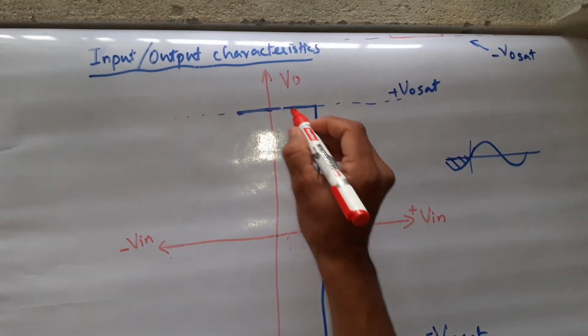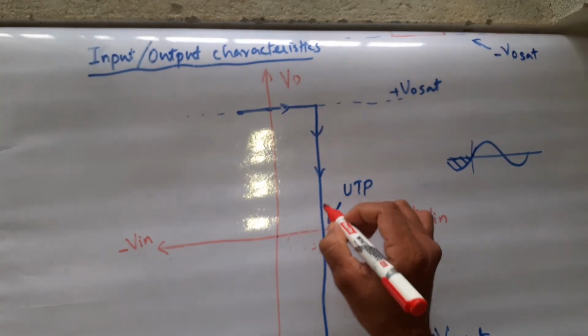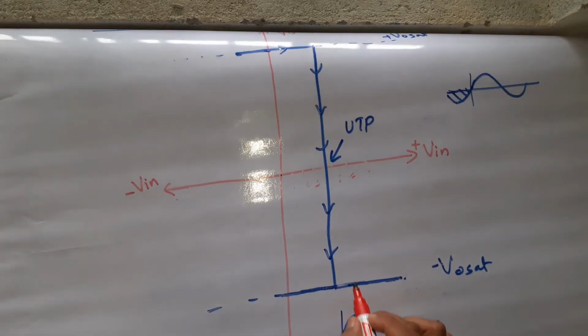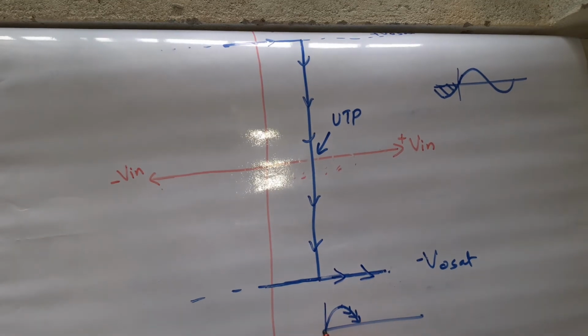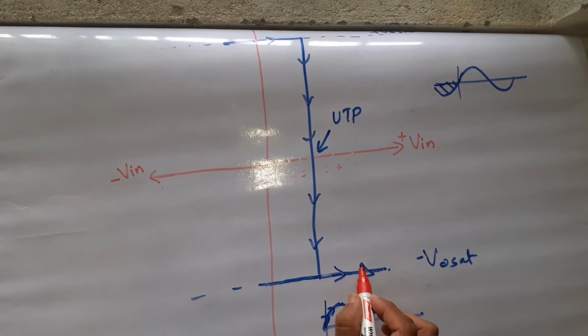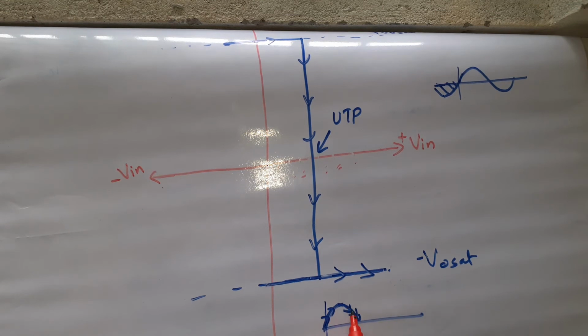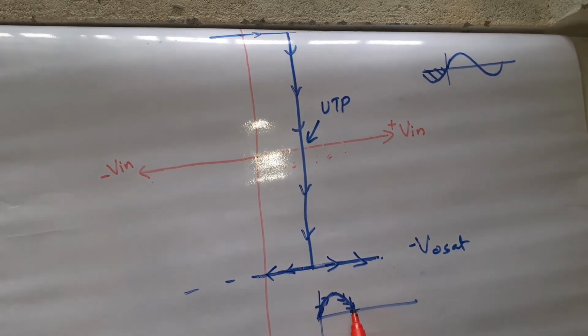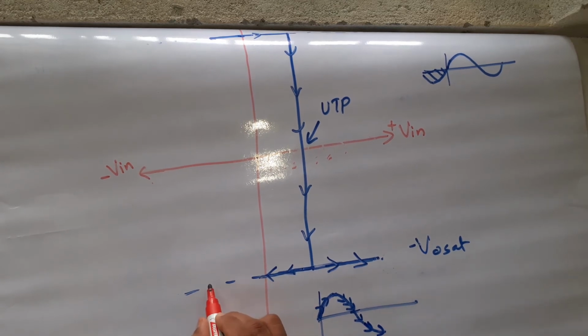See, you came like this, downward. Then you will go like this for this duration. Your output will still remain at negative V naught sat. Then further your input will decrease till it reaches the zero line. Then it will go like this. Understanding? Then your input will negatively increase. See, increasing, right? So you are going like this.